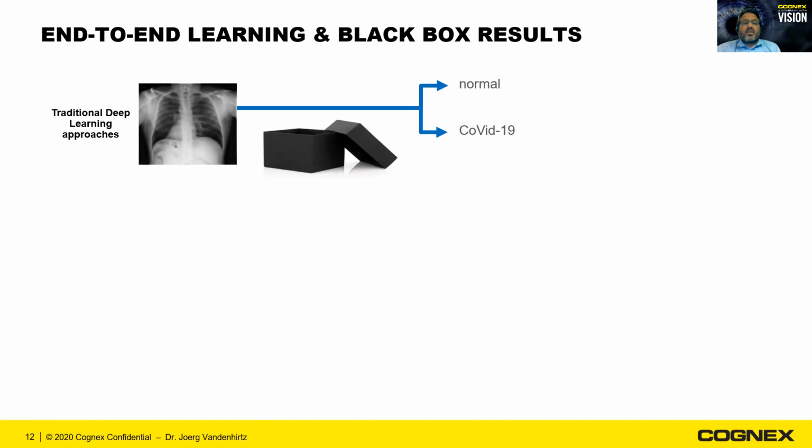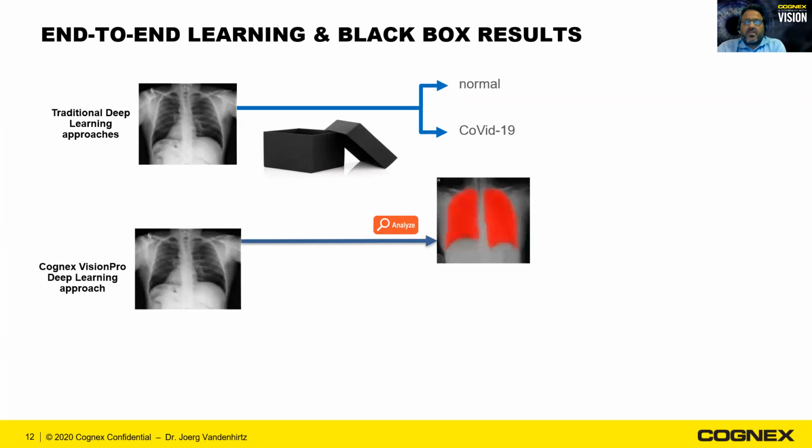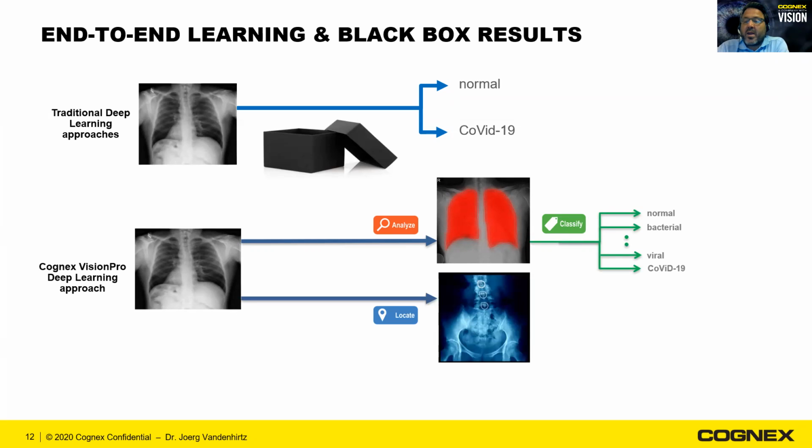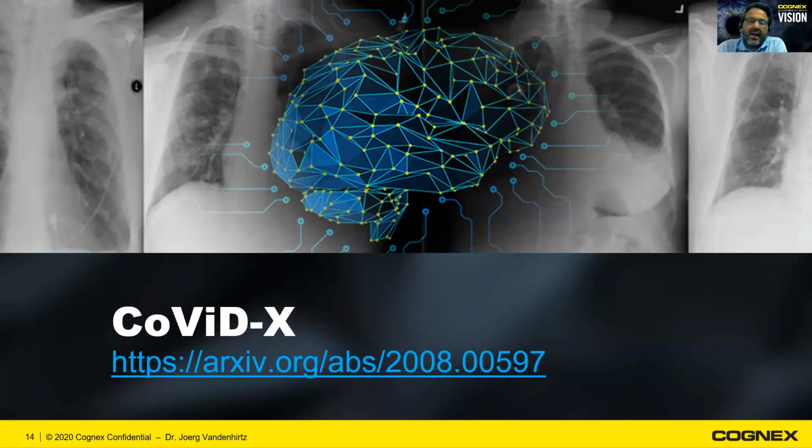Unlike other deep learning architectures, COGNEX VisionPro Deep Learning is not an end-to-end learning approach, which has a bit of a black box character. It basically features three different tools: the red analyzer segmentation tool, the green classification tool, and the blue location tool. As suggested in this image, you can chain them together easily, which is not possible for other architectures. That makes COGNEX deep learning much easier to understand and maintain, and especially requires fewer images and less computer power than other CNN architectures.